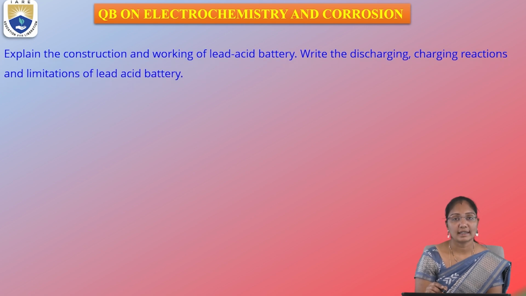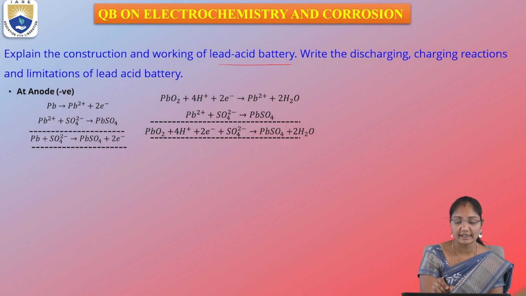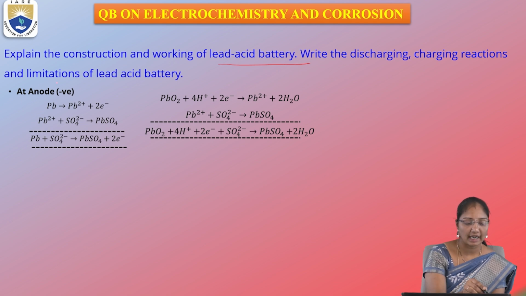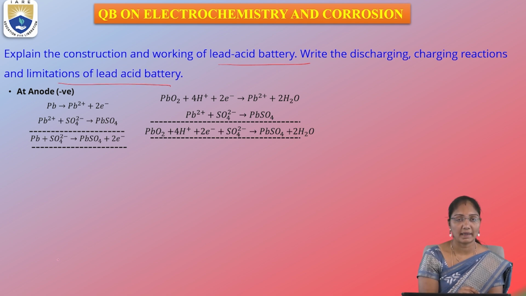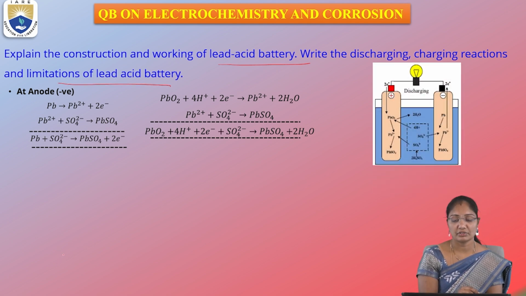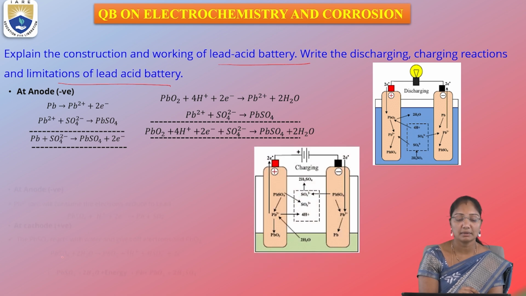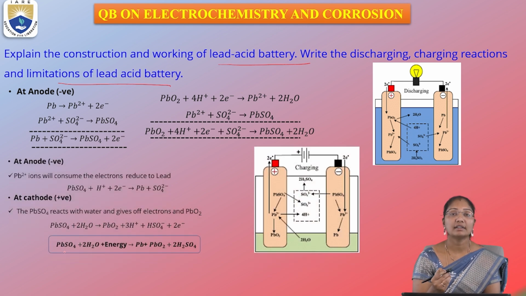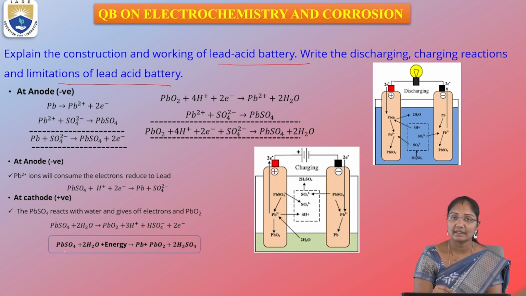So explain the construction and working of lead acid battery. Write the discharge and charging reactions and limitations of lead acid battery. Here two processes are going to happen in the lead acid battery. The anode, the negative terminal, is lead, and the positive terminal is lead oxide, and the electrolyte is sulfuric acid, H2SO4.